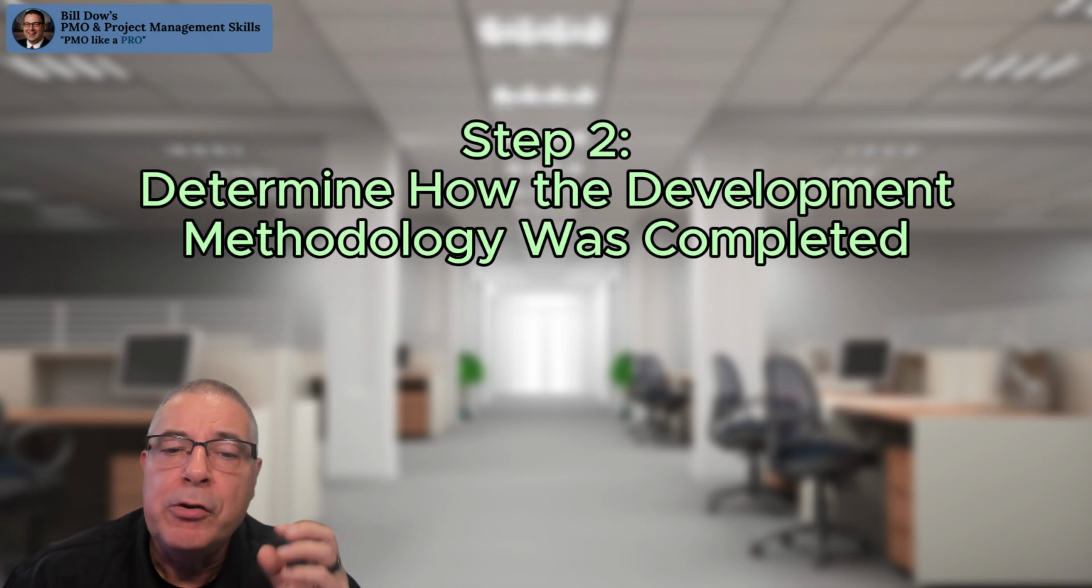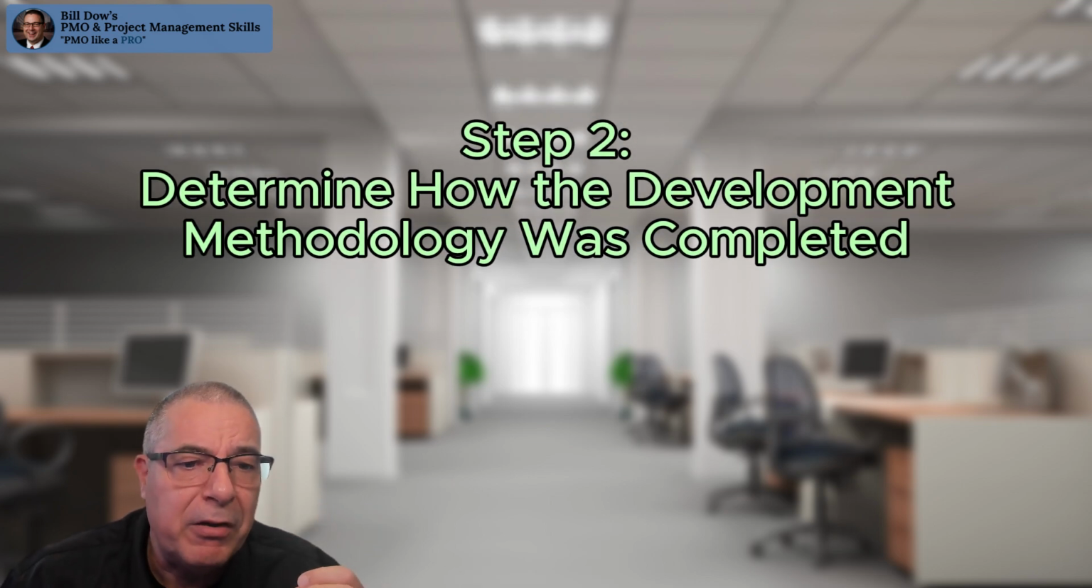Step 2, determine how the development methodology was completed as well. Just like in the first step, you're going to look at 4 main areas. Number 1, what development methodology was used? Did they use waterfall? Did they use Scrum or Agile? Hybrid, right? Was it effective? Did all team members play their role? Did they follow every step? What happened from a development methodology perspective?